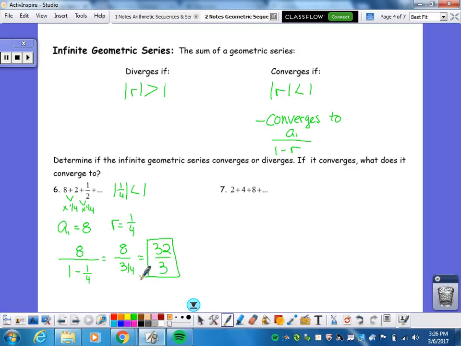Now let's look at the next problem. We can see here that each of these numbers are consistently going up by a ratio of 2. So, absolute value of 2 is greater than 1. So this specific problem diverges, and that's all we can do. Now let's move on to the next problem.